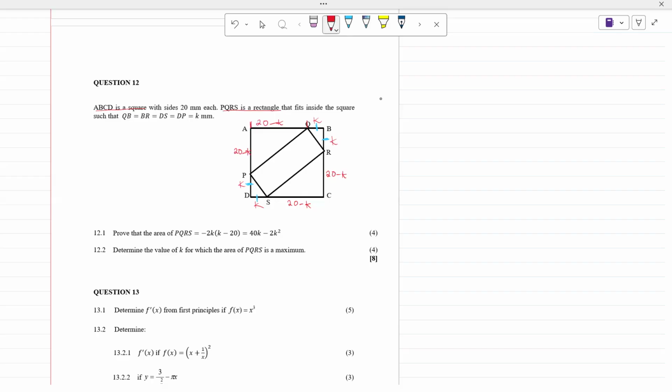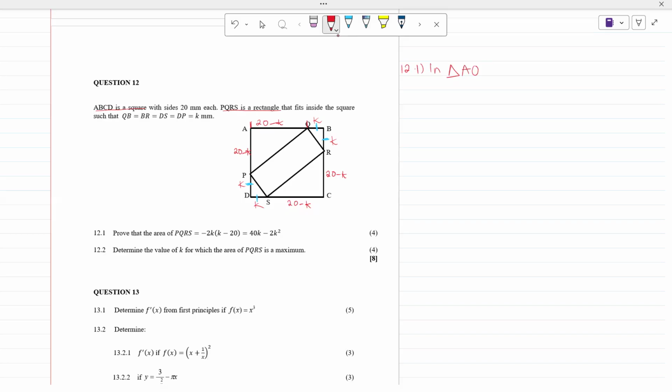Okay, so now I'm going to 12.1. I'm going to focus on a triangle, and I'm going to specify which triangle I'm going to work with. So let me take ABK. I mean, no, AQK. AQP rather. Triangle AQP.